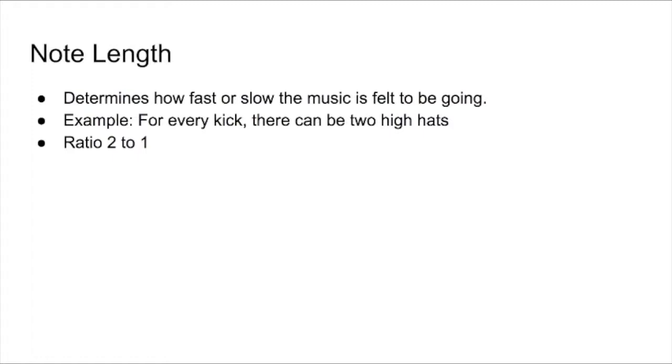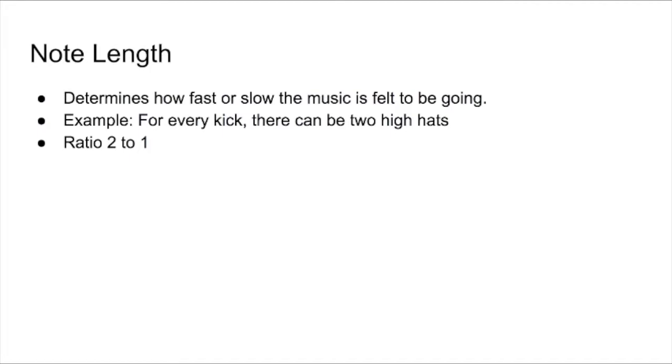So note length, like I said, determines how fast or slow the music is felt to be going. But on a technical aspect or on a practical aspect, it's how much space does a given sound take within a measure. So if it's a 4/4, you have 4 snares. That's the amount. Now, if you double time it and you hit the snare at the down and the up times, you'll fit 8 into that 4/4. So it's very mathematical.